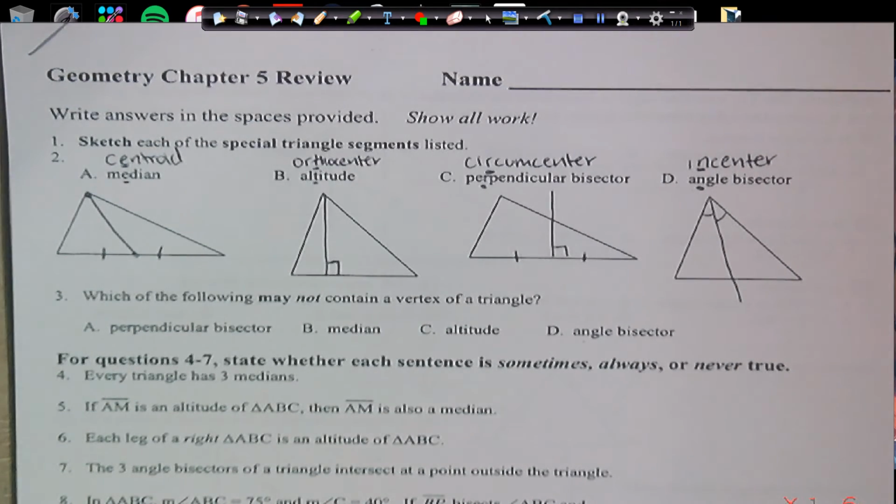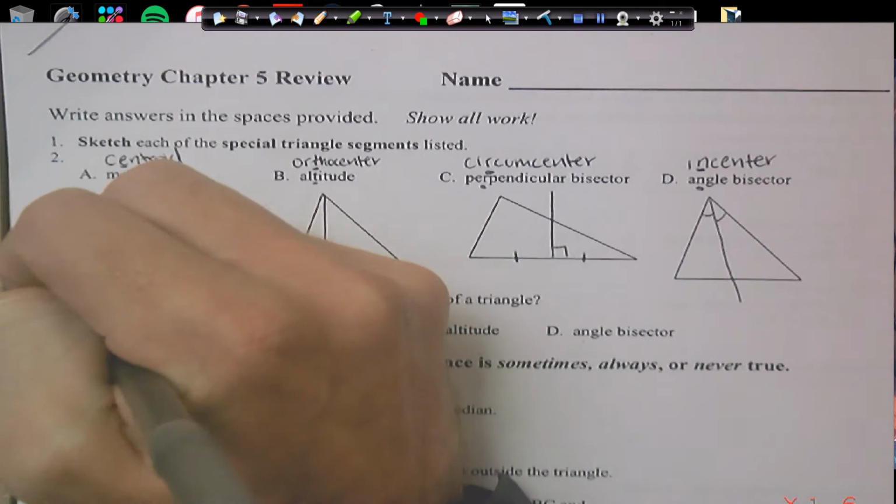Okay. And we see the I's match up. Which of the following may not contain a vertex of the triangle? If you look at all the ones above, they all have a vertex except for a perpendicular bisector.